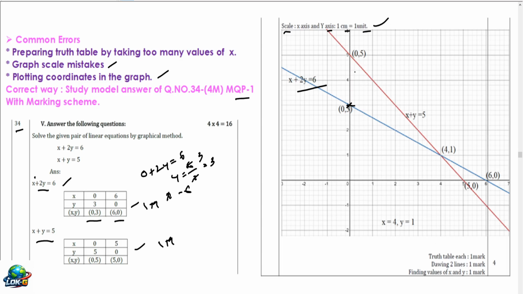Drawing 2 lines. Now see here. X plus y is equal to 0. 0, 5 comes on the y-axis. And 6, 0 comes on the x-axis. 5, 0 comes on the x-axis. Join it. You can observe the red color. They are intersecting at the point 4, 1.